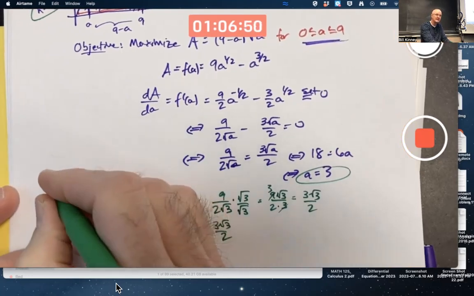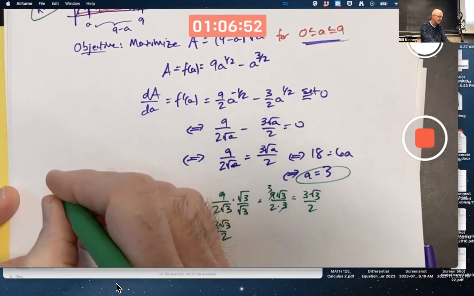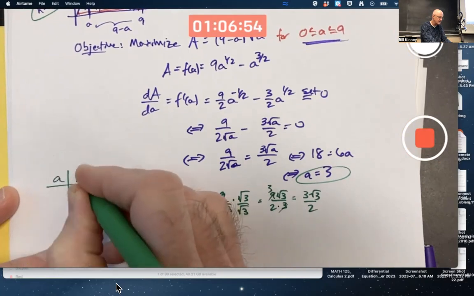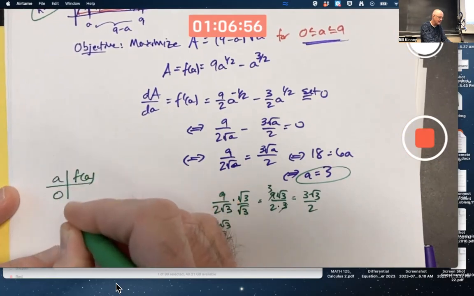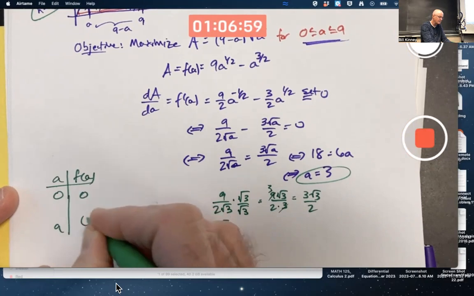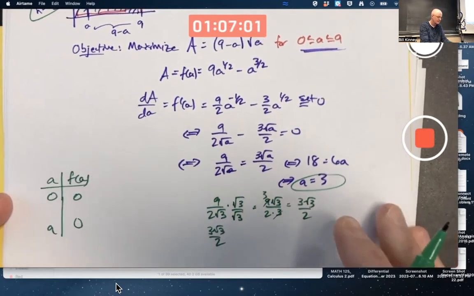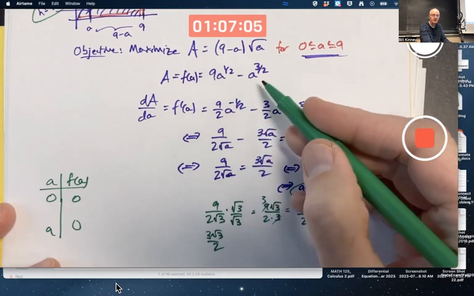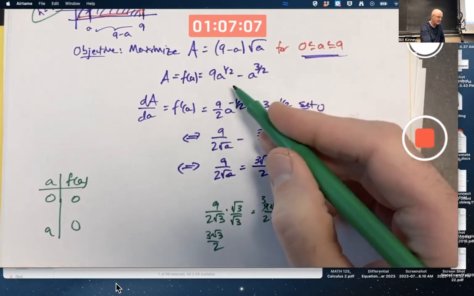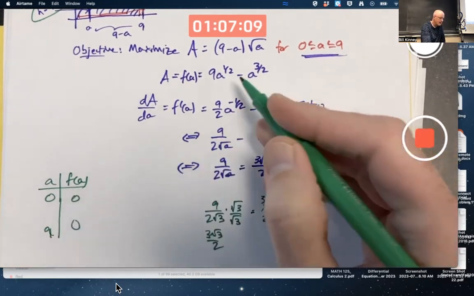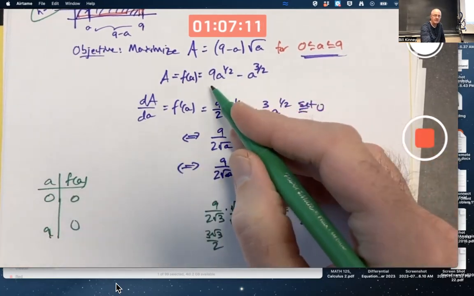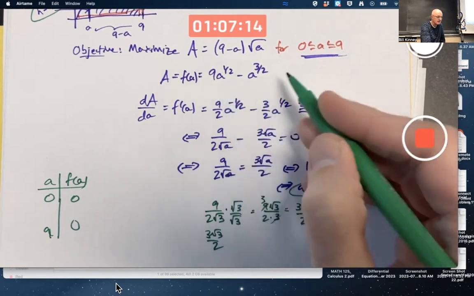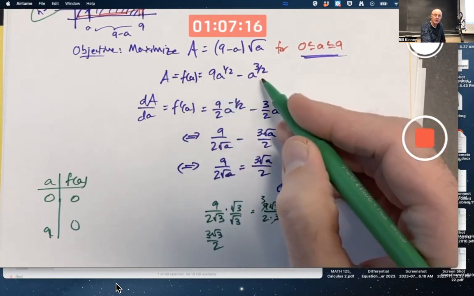Well, we could use the technique we talked about on Wednesday. Make a table of values. We know at the endpoints, 0 and 9, the answer is 0. If you plug in 0, you definitely get 0 minus 0, which is 0. If you plug in 9 into f, square root of 9 is 3. 9 times 3 is 27. 9 to the 3 halves is also 27, because 3 halves power means first take the square root, then cube it.